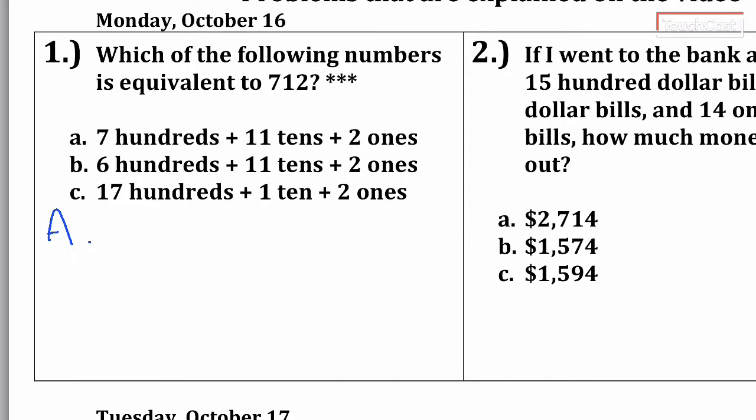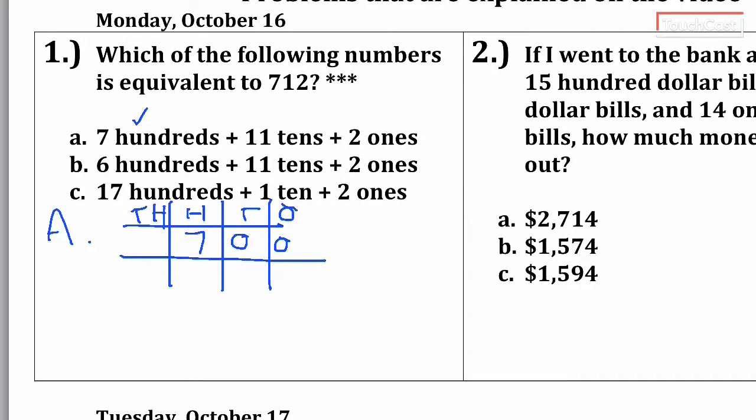So let's start with A. I'm going to set up my chart. I don't need to go all the way to the millions because I'm only given up to the thousands or the hundreds. I have 7 hundreds, 7 in the hundreds place, everything else becomes a 0. I'm going to separate my workspace. I have 11 tens, so I'm going to put 11 in the tens place. But because I can't have more than one digit in the same place value, I'm going to kick out that 1 to the hundreds and everything else becomes a 0.